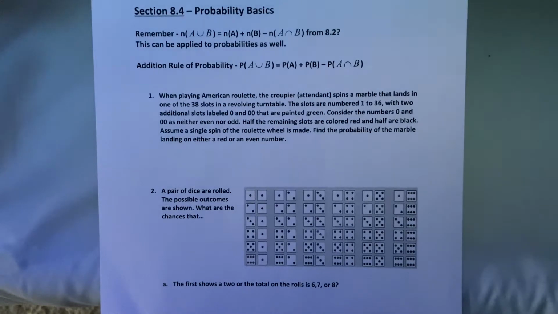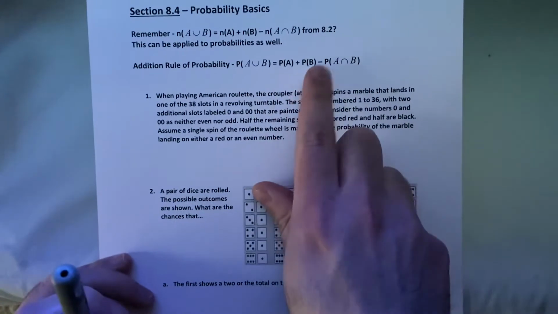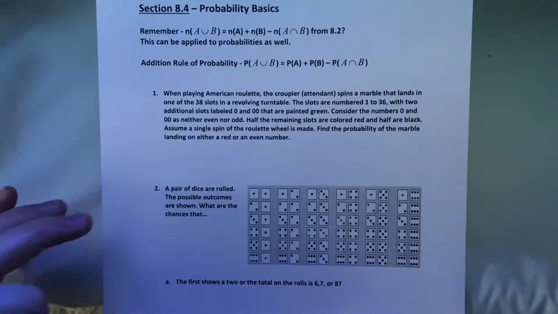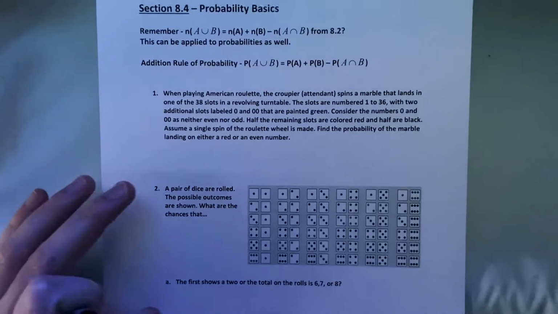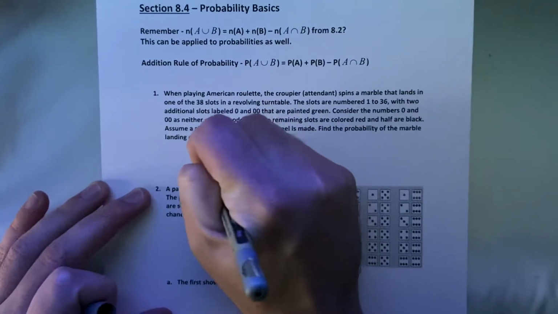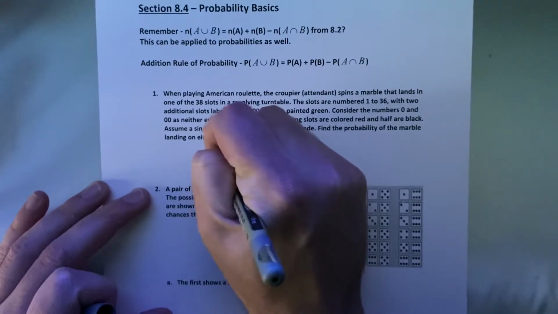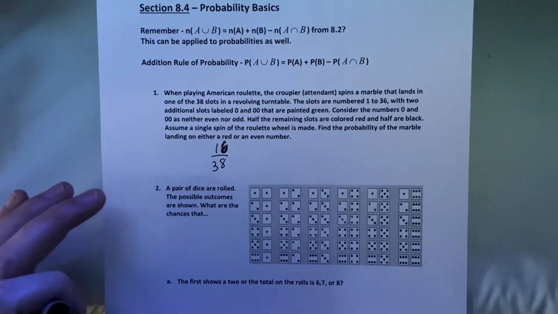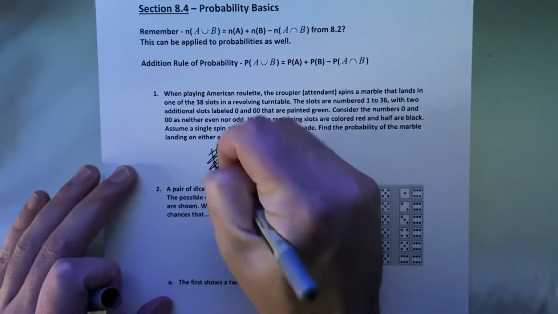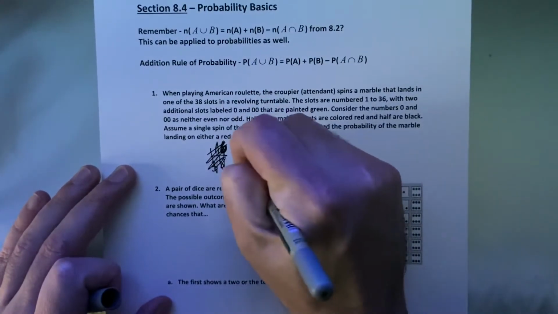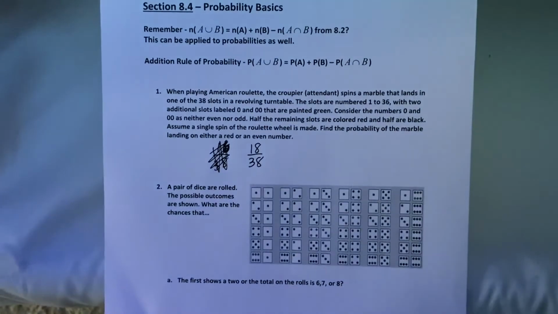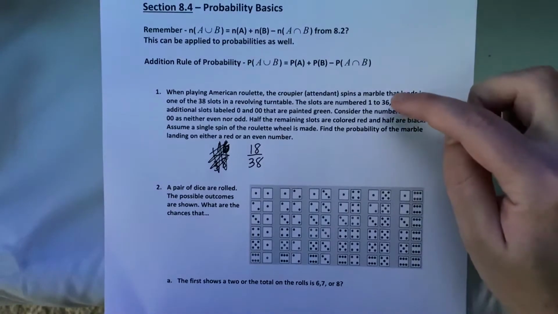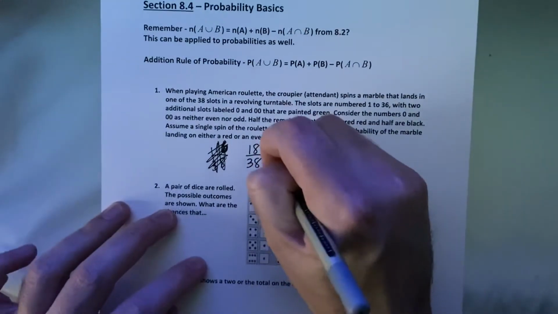Okay, so we have to take the probability of each event occurring individually minus the probability of both happening at the same time. So we know that 18 of the 38 are red. Sorry, 16 of the 38 are red. And we know, well, it's 18. I'm going crazy. 18 out of the 38, because half the numbers are red. And then it wants to know the probability of even. Half of 36 is 18, so another 18 out of 38 are even.